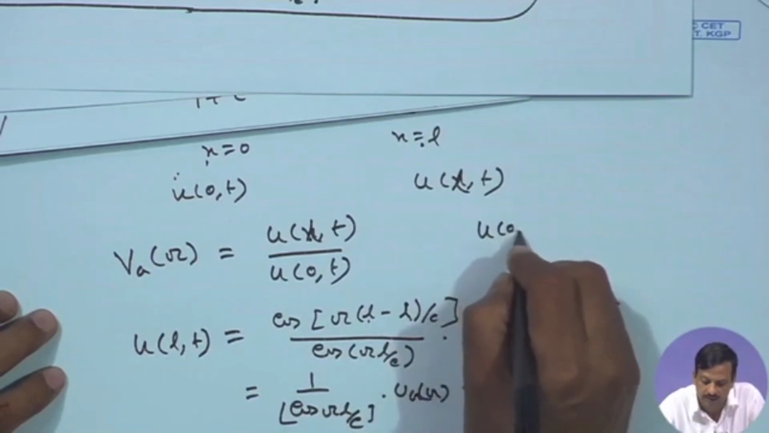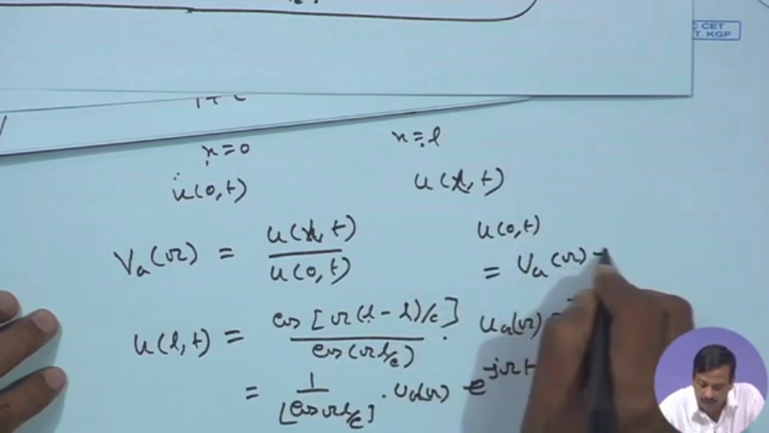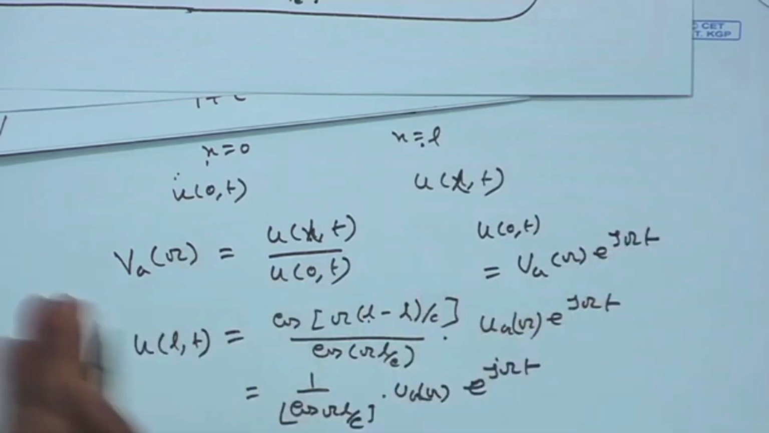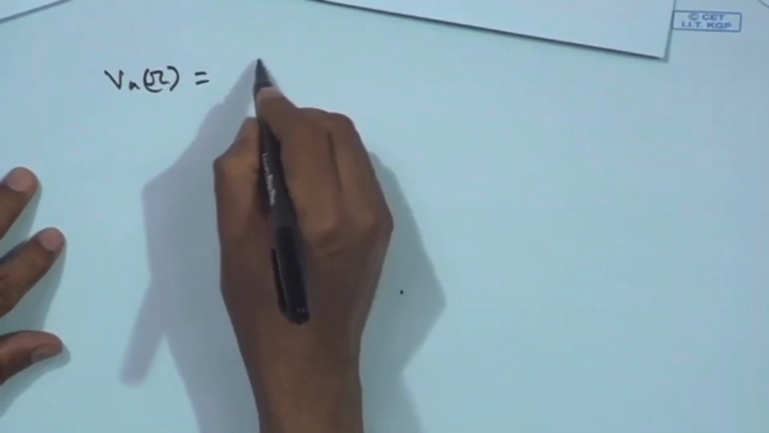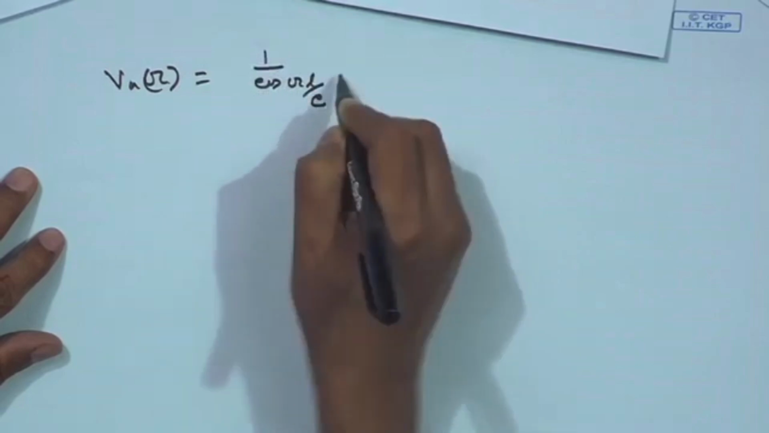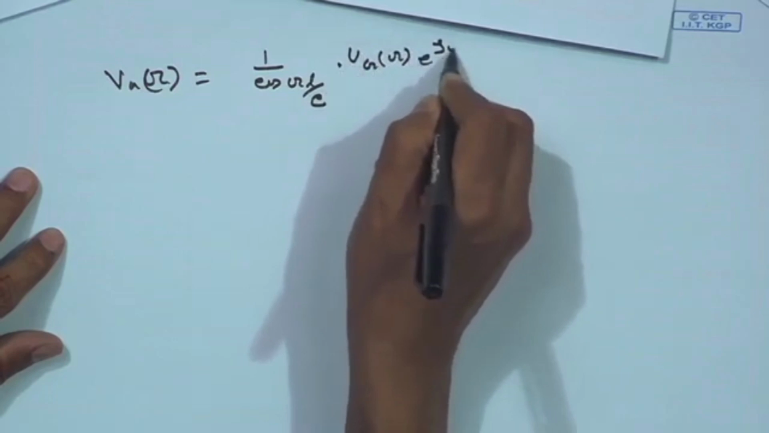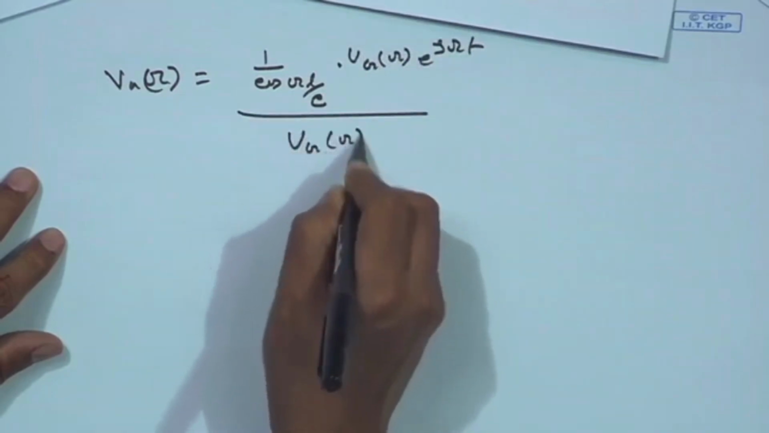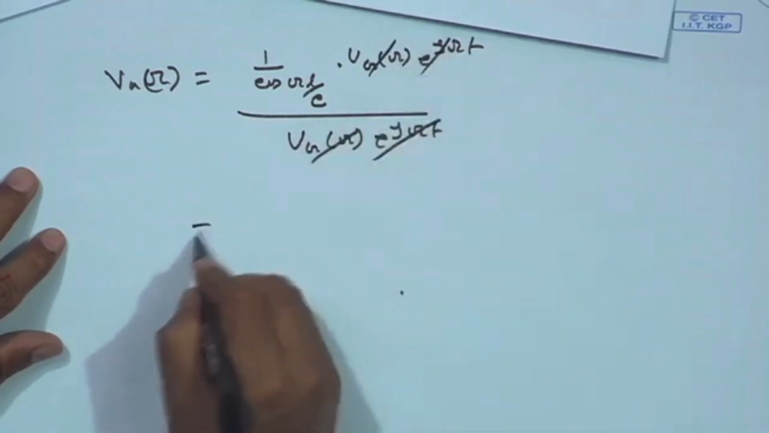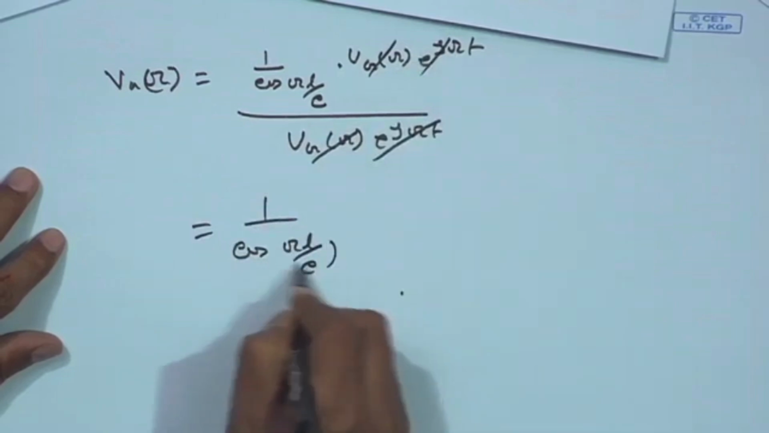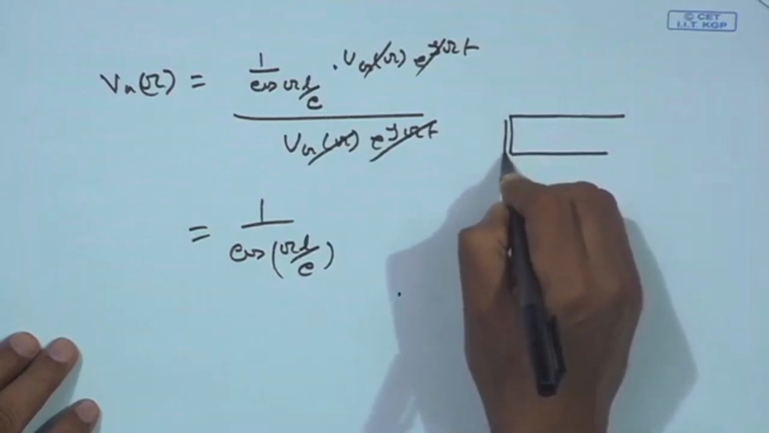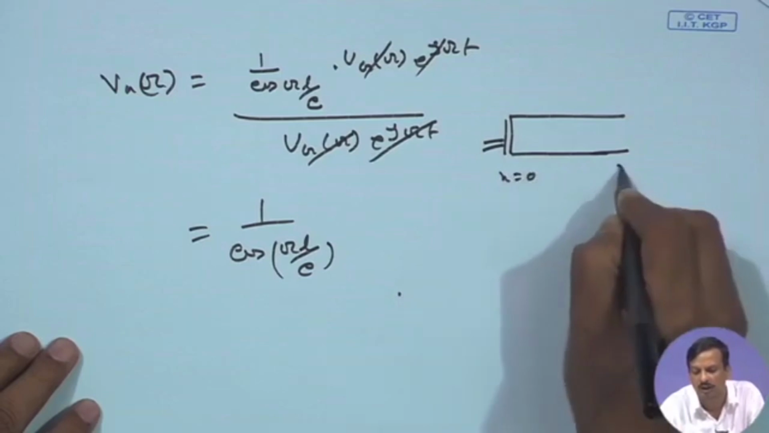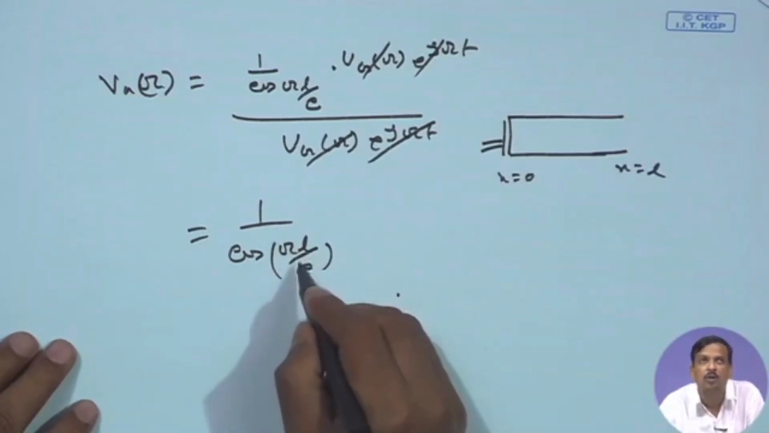Now, what is u_0(t)? u_0(t) is nothing but U_g omega e to the power j omega t, which is the glottal impulse at the glottis point here. So, if I say u_L(t) by u_0(t), V_A omega is nothing but u_L(t), 1 by cos omega L by c into U_g omega e to the power j omega t, divided by U_g omega e to the power j omega t. So, this will cancel, and it is nothing but 1 by cos omega L by c. So, the transfer function of the uniform tube, where this side is closed and the mouth is open, x equal to 0 and x equal to L, is 1 by cos omega L by c.